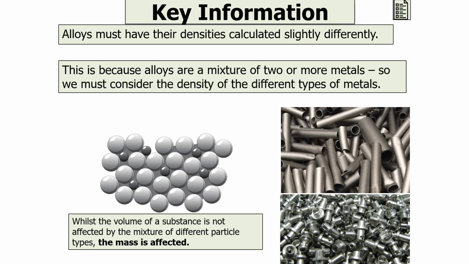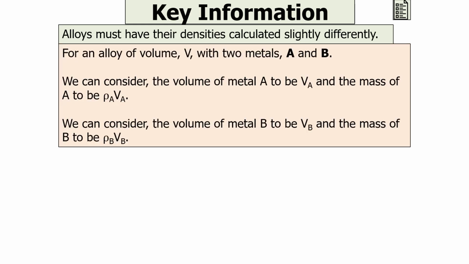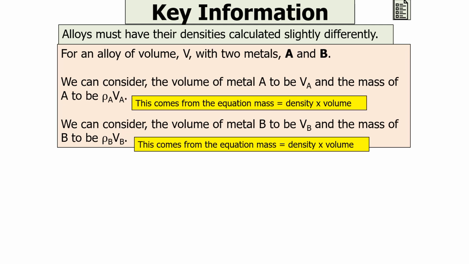So for example, for an alloy of volume V with two metals made up in the alloy, A and B, we can consider the volume of metal A to be VA, and the mass of A to be the density of A times by the volume of A. And we consider the volume of metal B to be VB, and the mass of B to be the density of B times by the volume of B. This is coming from the equation that mass equals density times by volume.